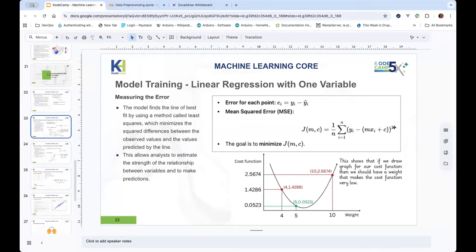If you do calculus of this, the derivative with respect to M will be 2 times yi minus xi. And then if you do it with respect to C, it will be 2 times yi.